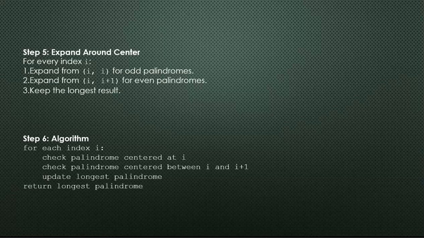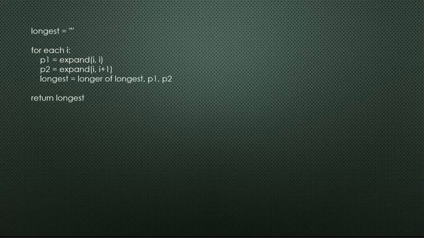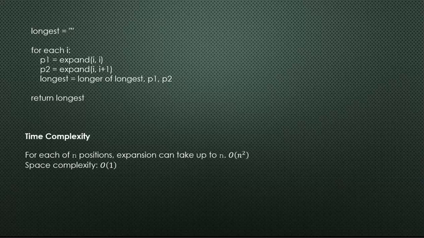So what could be my algorithm? This is my algorithm. For each index i, check the palindrome centered at i. Check the palindrome centered between i and i plus 1. Update the longest palindrome. Return the same. Fine? Right. So this is my logic. From this logic, I am going to solve my problem, and this will take only order of n squared time and a space complexity of order of 1.